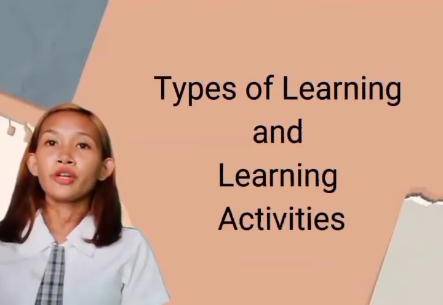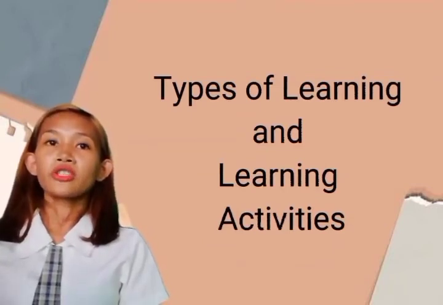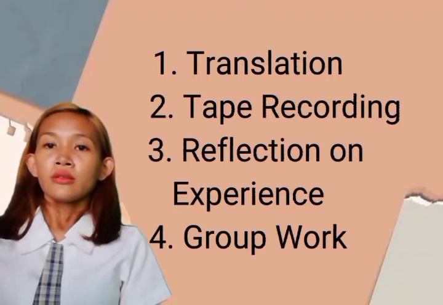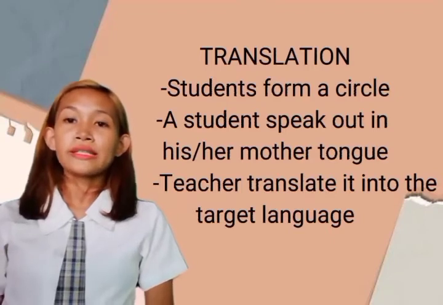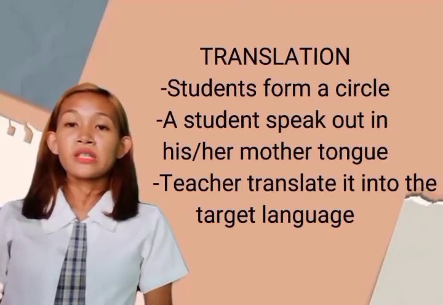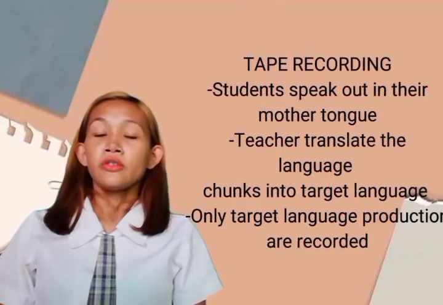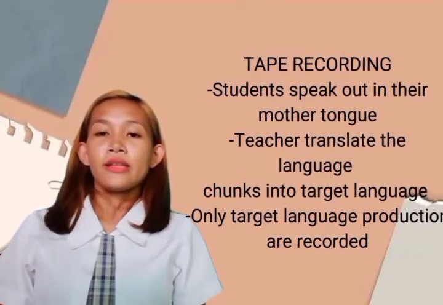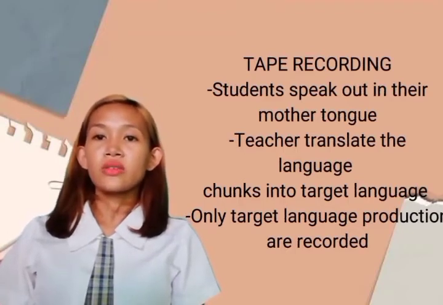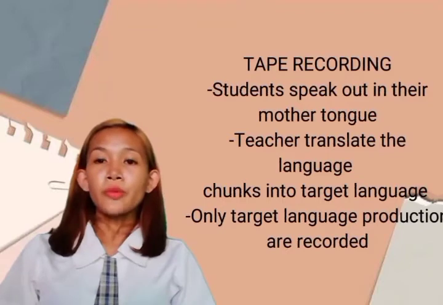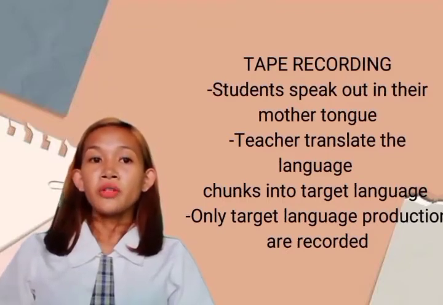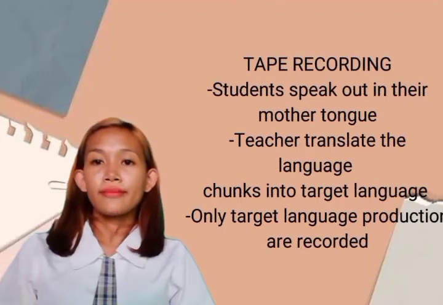CLL combines innovative learning tasks and activities with more traditional ones, and they include translation, tape recording, reflection on experience, and group work. In translation, the students form a circle, and the student speaks out in his or her mother tongue, and then the teacher translates it into the target language. In the tape recording activity, the students speak out in their mother tongue, and then the teacher translates the language chunks into the target language. The student repeats the chunk in the target language, and only the target language production is recorded.